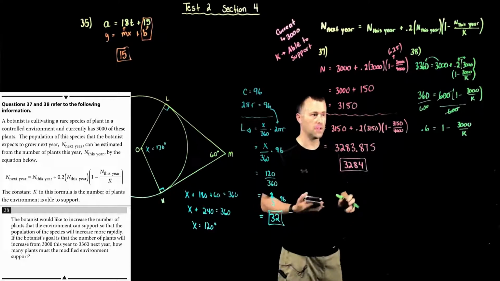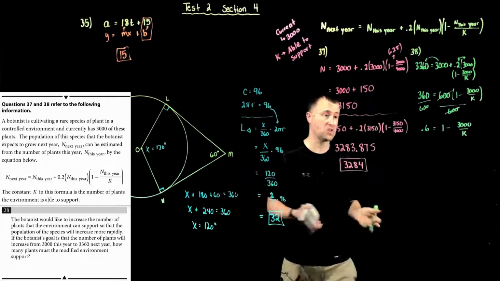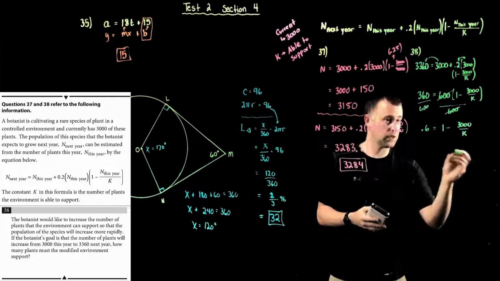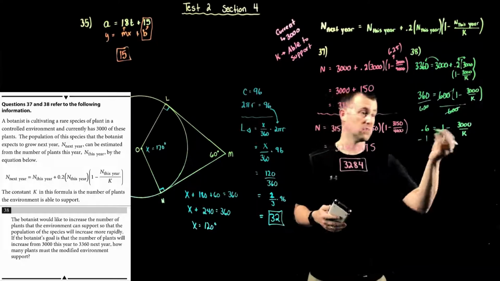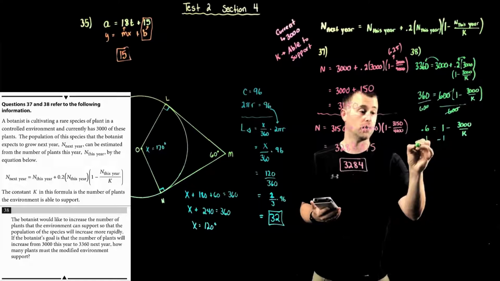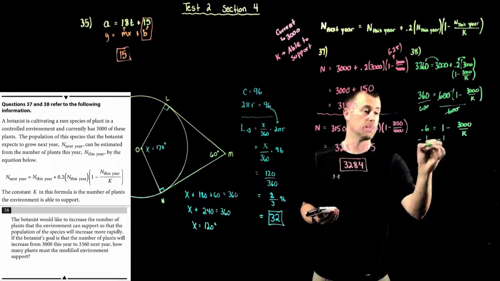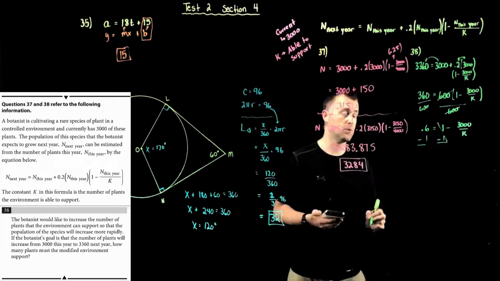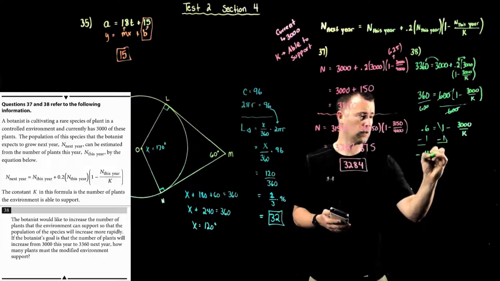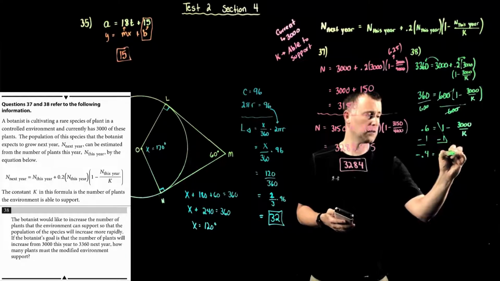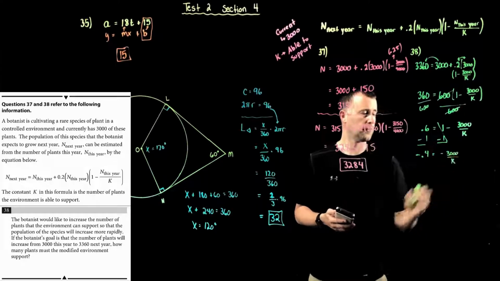So I'm getting there. So next up, what should I do? I'll probably just subtract 1 from both sides. It makes it a little bit nicer looking, so I can now work this out as a proportion for my final step. So I'm subtracting 1 from both sides. So it's going to give me negative 0.4 equals negative 3,000 over K.